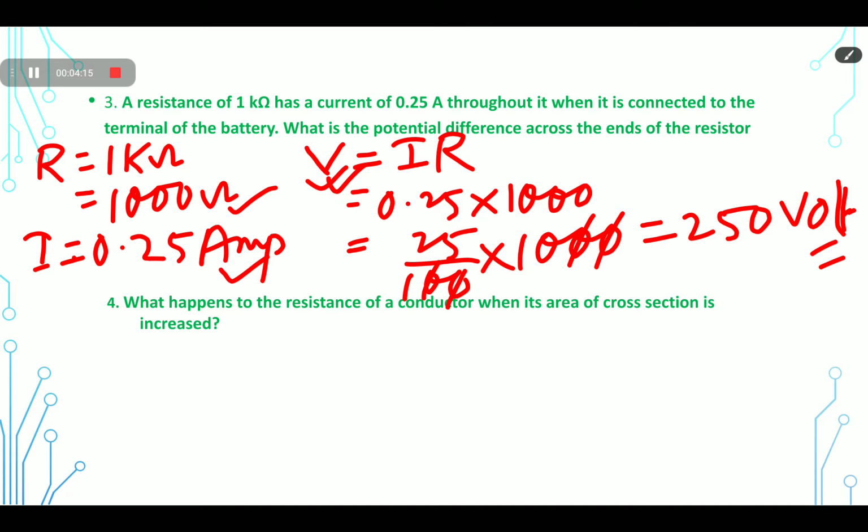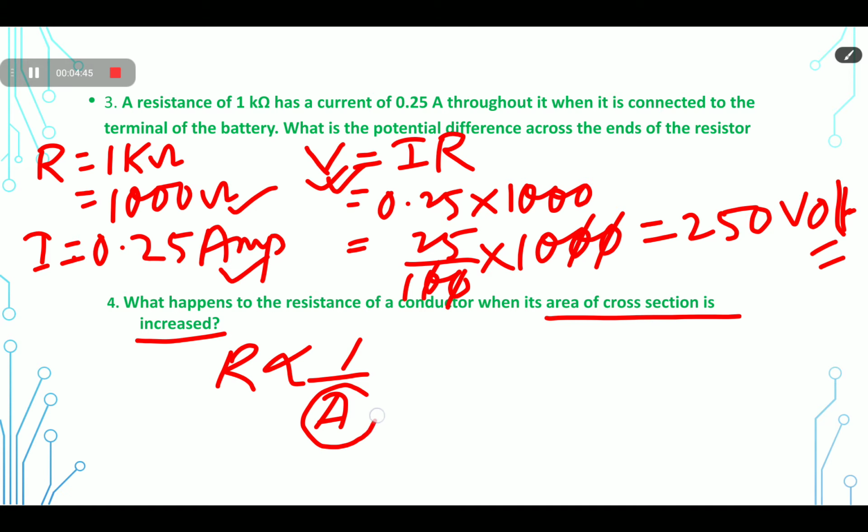Okay. Now the next question is, what happens to the resistance of a conductor when its area of cross section is increased? We know that the resistance is inversely proportional to the area of cross section, and when two quantities are inversely proportional to each other, when one quantity increases then the other quantity decreases, and here it is given that its area of cross section is increased. So when the area of cross section increases, then the resistance of the conductor will decrease. This is the solution for the third and fourth question.